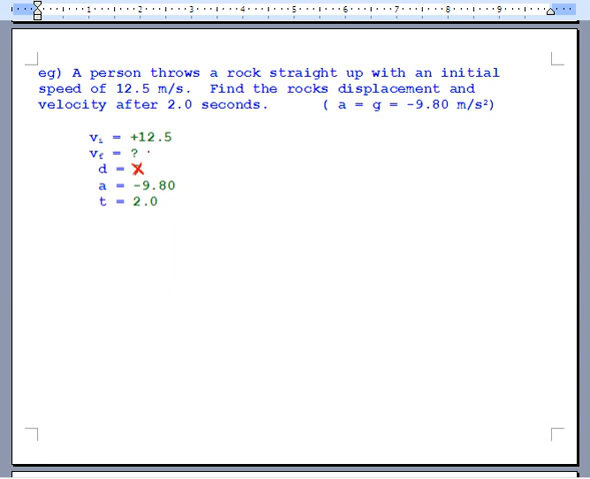I'd say I know the initial velocity. I'm trying to get the final velocity. I know acceleration's negative 9.8, and I know that we're looking for 2 seconds. So I'd actually cross out the D, go pick yourself an equation, which is going to be this one, which looks kind of scary, but it's not. You got to trust me on that.